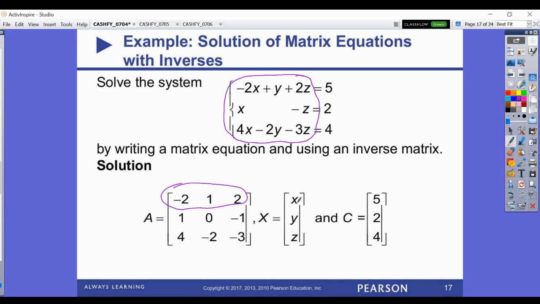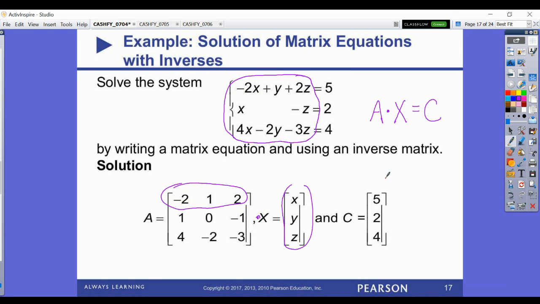If I multiply this by this and tip it over, I get negative 2x plus 1y plus 2z, which is what that says. And the C, this will be my equals matrix. Everything over here on the right-hand side, that's going to be matrix C. So what I have right here is A times X equals C. Right? So if I multiply these together, I would get C.